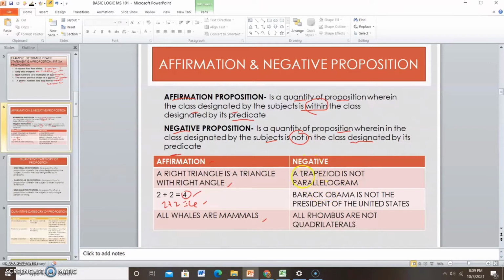For negative, a trapezoid is not a parallelogram. So, negative, or wrong information. Next is Barack Obama is not the president of the United States. That is not true. It is negative. And number 3, all rhombus are not quadrilaterals. That is not true. That is one example of a negative proposition.